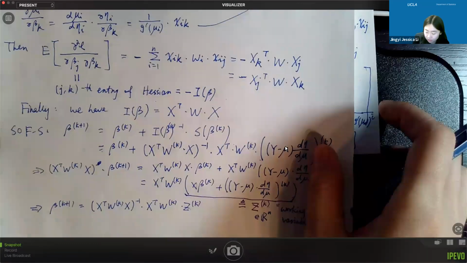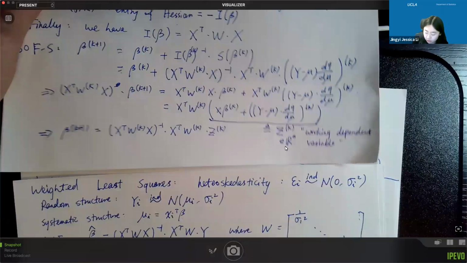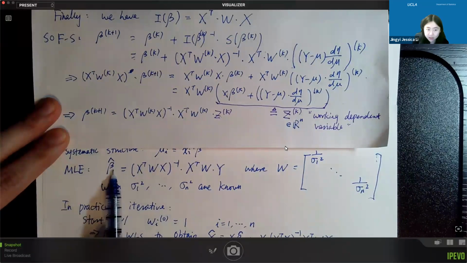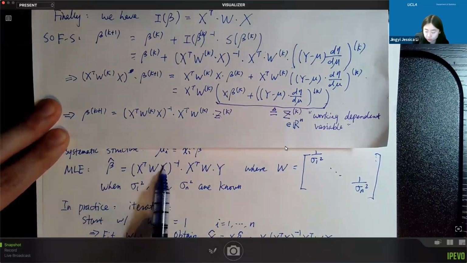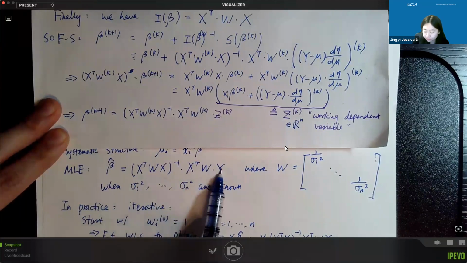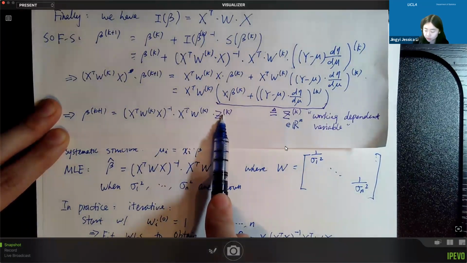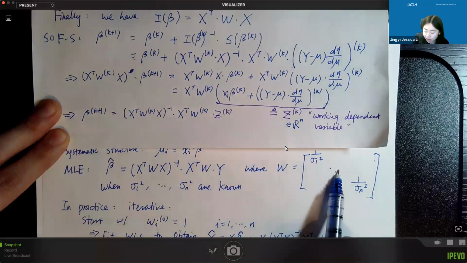This reminds us of the weighted least squares we talked about last lecture. In weighted least squares, our MLE, the weighted least squares estimate, has a very similar form: beta hat equals (X transpose W X) inverse X transpose W y, where y is the response. Here we replace the response y by z_k, our working dependent variable. Furthermore, in weighted least squares, each diagonal entry of the weight matrix is the inverse of the variance of y_i, the response variable.